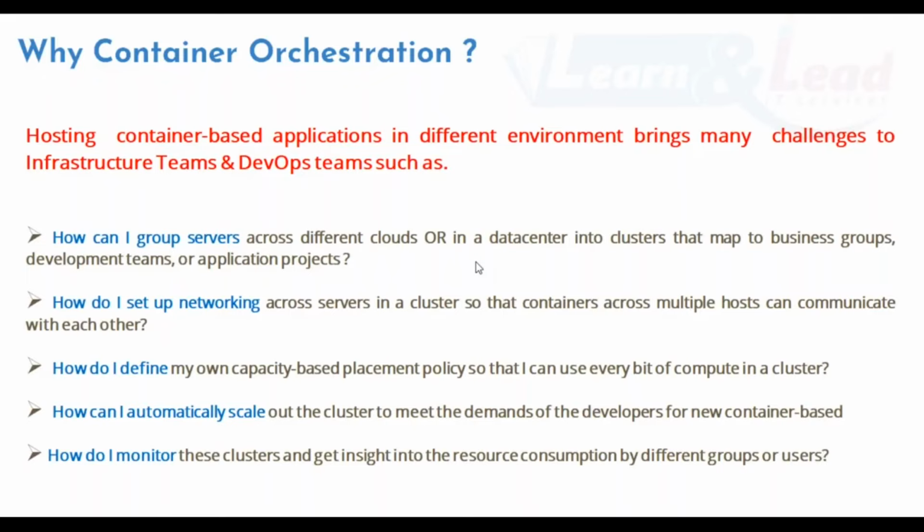Now, how do I set up networking? How can my containers communicate with each other across multiple hosts? That is also a challenge we need to resolve. Now, how do I define my own capacity-based placement policy? When we are deploying cluster-based applications, we want to deploy a specific application onto a specific host or group of hosts where it can acquire more resources. These kinds of challenges we also need to think about.